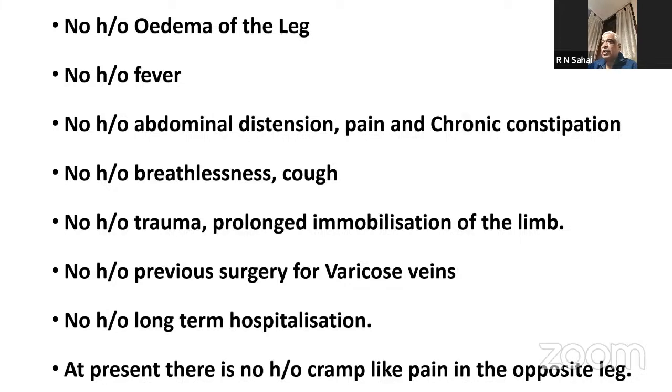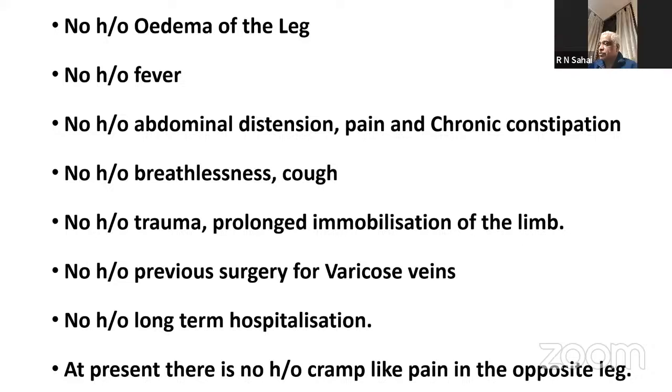No history of edema of the leg. Why did you ask for edema of the leg? We asked, sir, whether there was any diffuse swelling of the leg anywhere in the past. You think a patient with an ulcer, or even a heel ulcer, would not have some edema when he's having lipodermatosclerosis? He should, sir. He should. History of fever. Why do you take history of fever? To rule out DVT, sir.